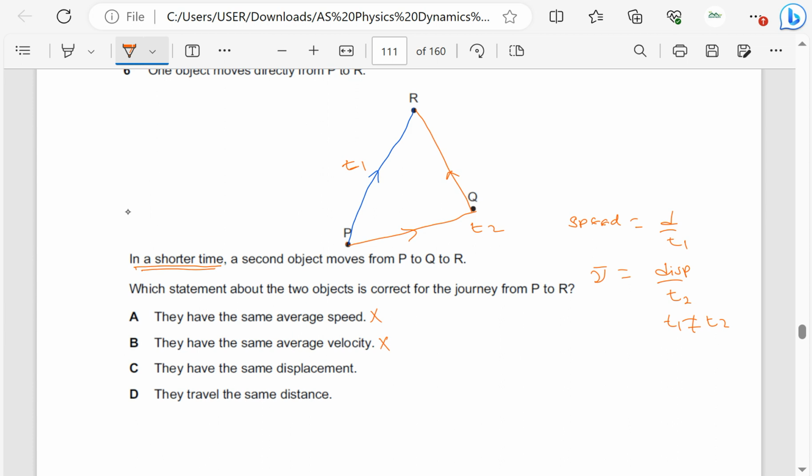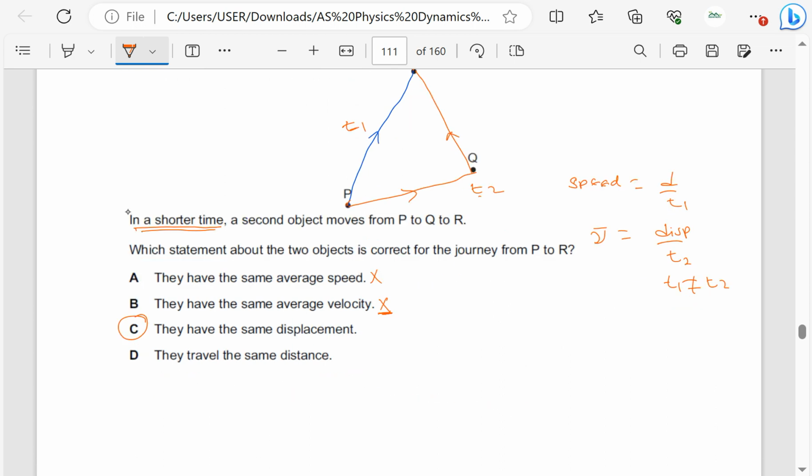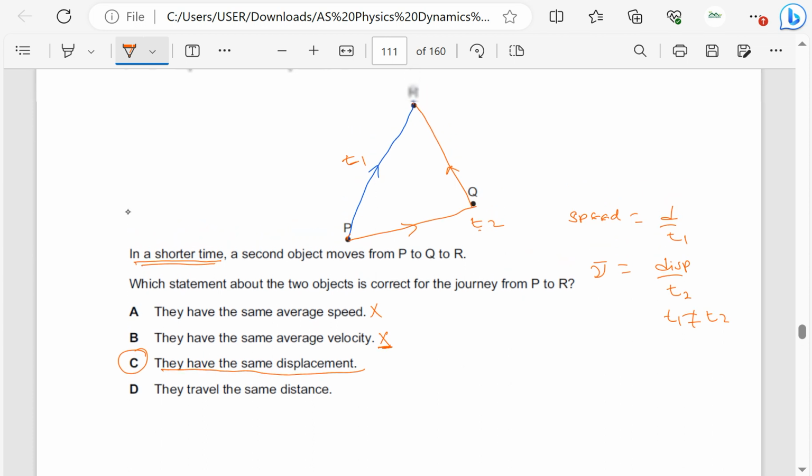This answer would be correct if T1 and T2 were the same, because the displacement will be the same for both. So the answer is going to be C. They have the same displacement, because displacement is the shortest distance between the starting point and the final point. But since the time it takes for P to R is not the same as for PQR, the average velocity is not the same, so the answer is C.